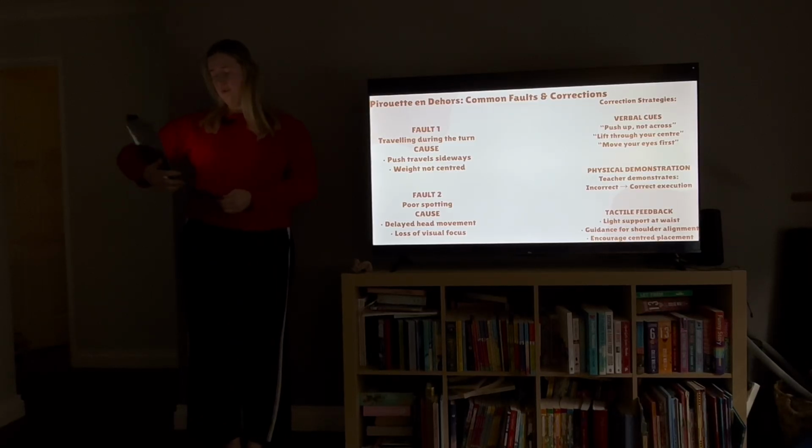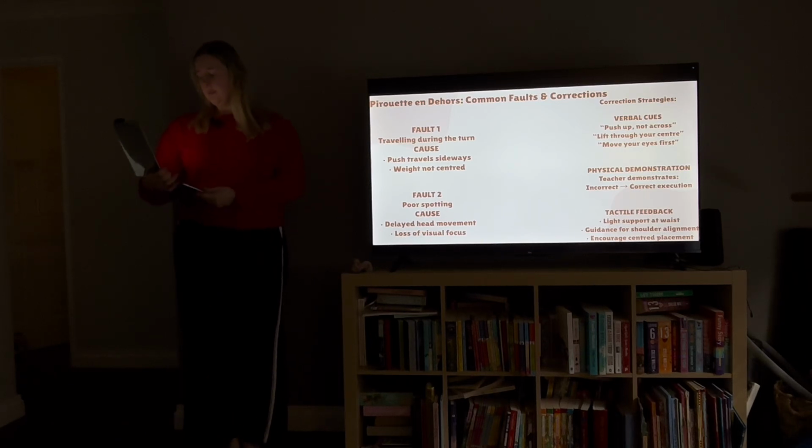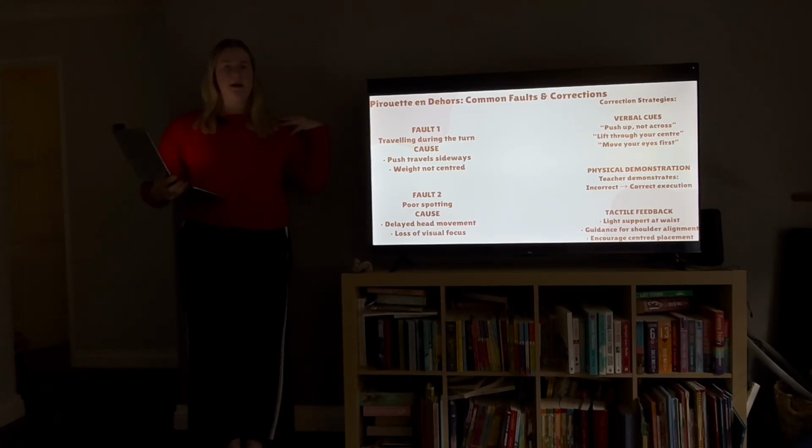Tactile feedback is always really good for students as long as you give consent. Consent is very important within the ballet community now. Lightly supporting the waist gives students tactile feedback on where they're placed in their ballet position. Guidance for shoulder alignment, checking that they've got their correct posture, and encouraging central placement within their posture.